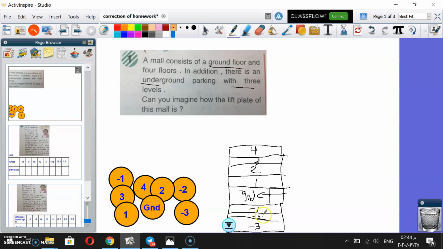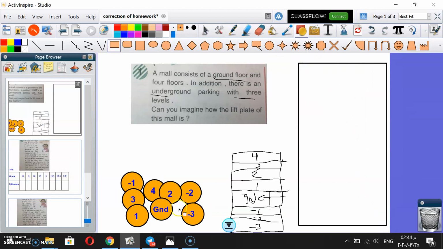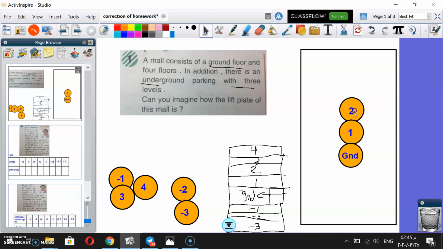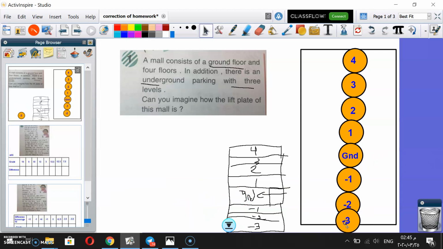As we explained before, we use the negative sign to represent the numbers below 0 or below ground. So for this reason, we write -1. So if we want to draw the plate of the elevator, it will be like that. First we have the ground in the middle, then 1 or +1, 2, 3, 4, and below ground we have -1, -2, and -3.